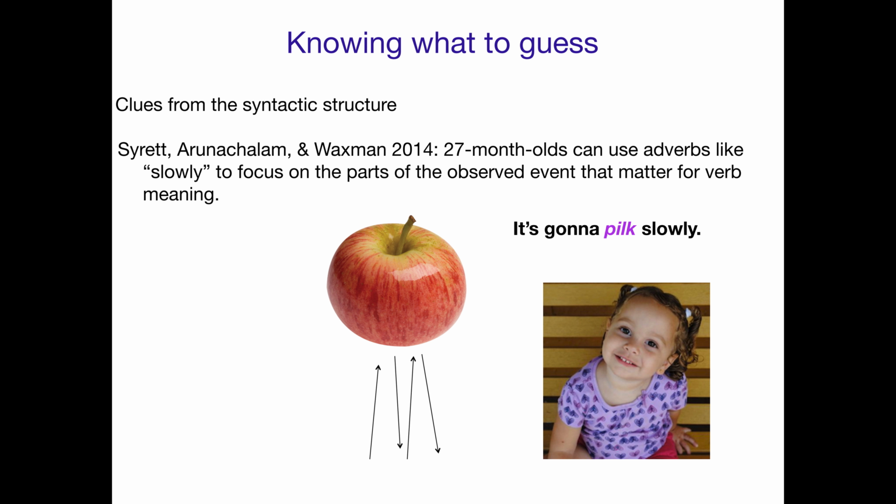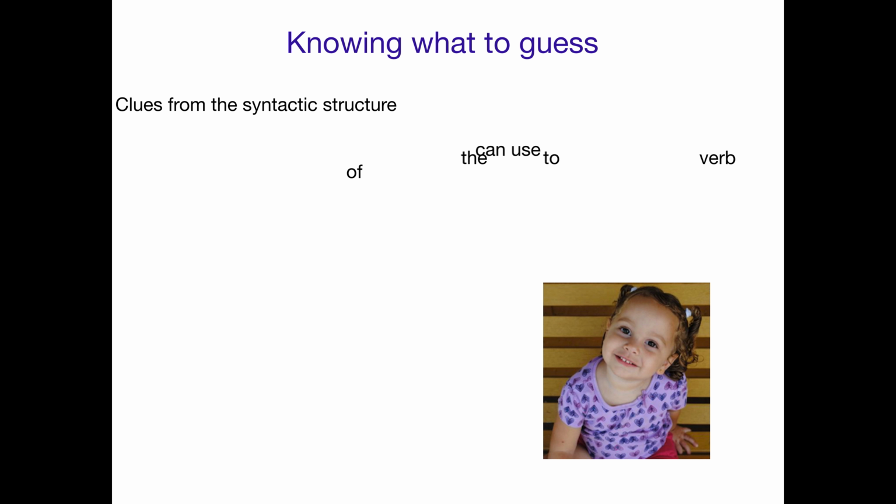And in fact, 27-month-olds can use adverbs like slowly to focus on the parts of the observed event that matter. So if you say it's going to pilk slowly, and they know the word slowly, they know the frame it's gonna, once again, they're able to use this frame to figure out, this must be talking about the action. And in fact, I'm going to expect that action to happen slowly.